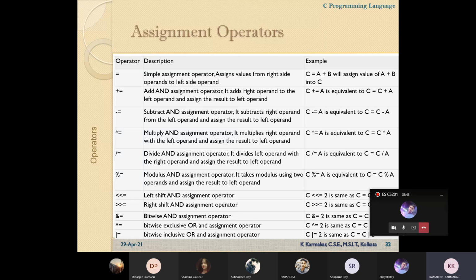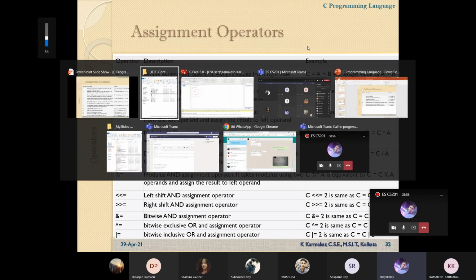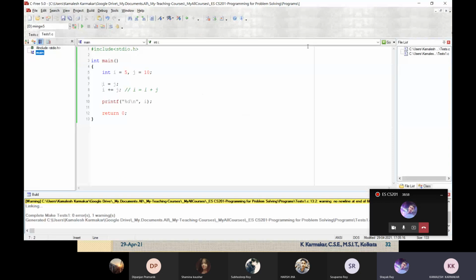Was discussing something. Can you recall? The bitwise operator, sir. Left shift, right shift. I will discuss the bitwise operator. Before that, okay, let me show you. Can I write this? I am removing this line. I want to print the value of I.